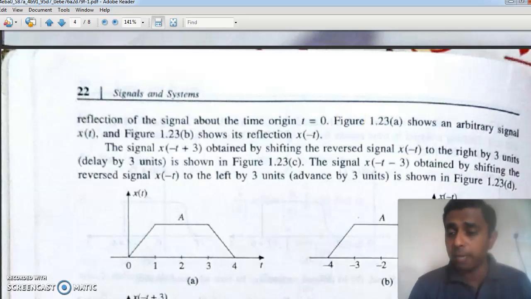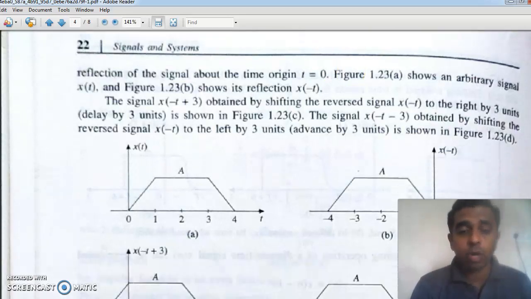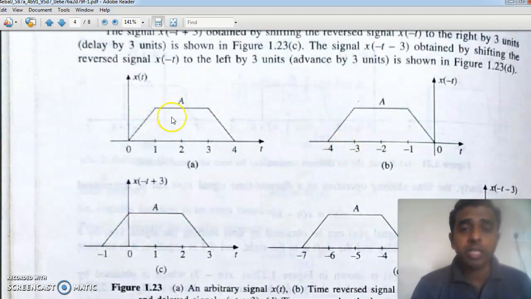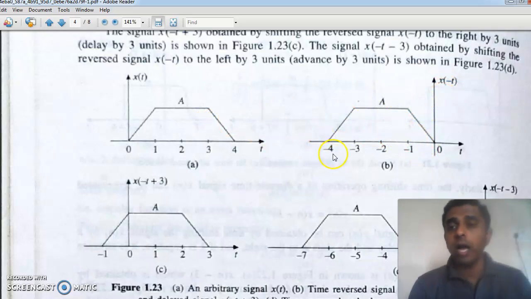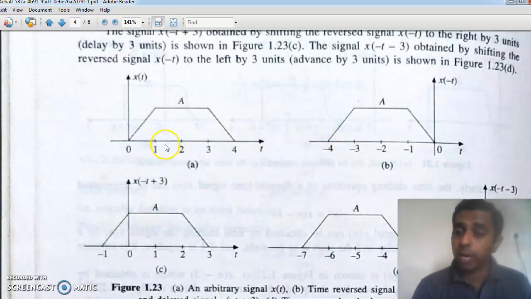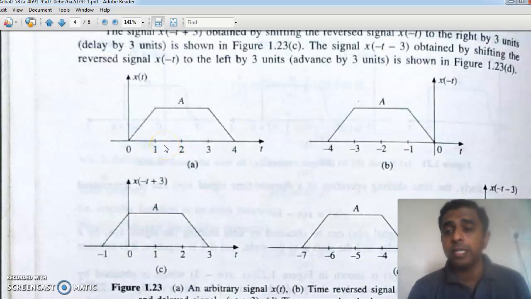I'll just show an example. By seeing the figure, it will be more clear. This is my x of t and this is my x of minus t. The same signal is flipped over around 0. This is my reference. What is happening at 4 will happen at minus 4, what is happening at 3 will happen at minus 3, what is happening at 2 will happen at minus 2, and what is happening at 1 will happen at minus 1. Just flipping the signal around the reference point 0.